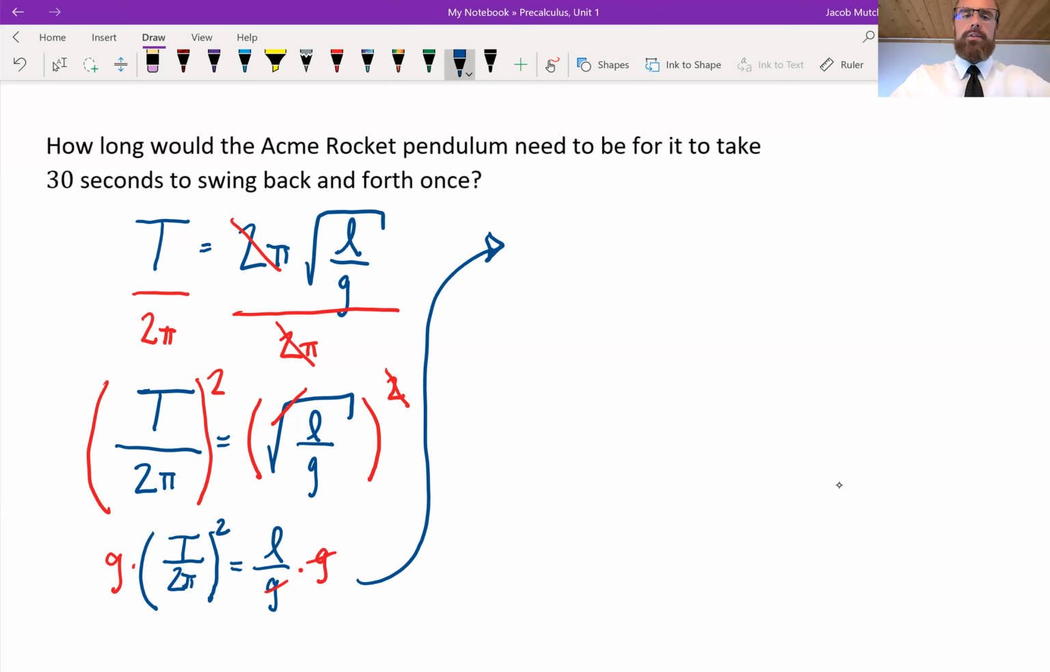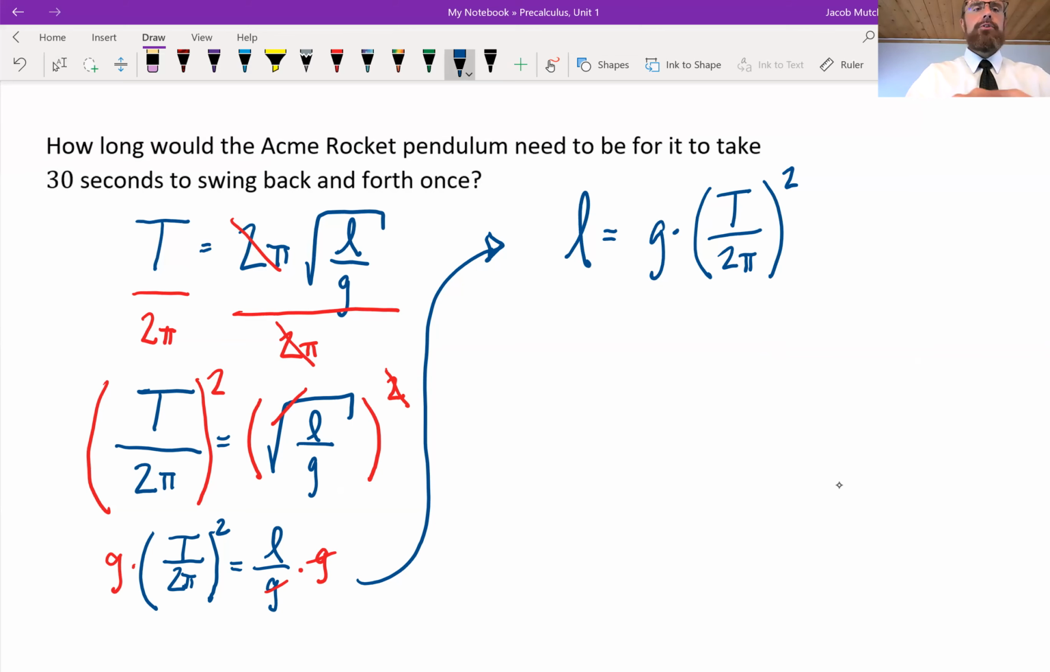So this is now, and I'm going to flip it around, length equals g times (time over 2 pi) squared. And that is a much more convenient equation to solve for the length if I'm given the time. Well, let's use it. So we created it, let's use it.